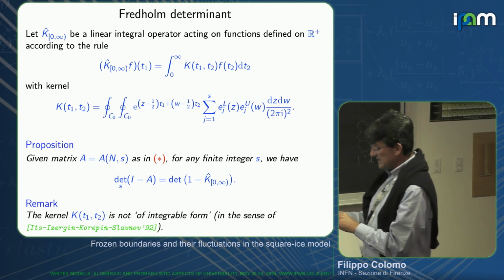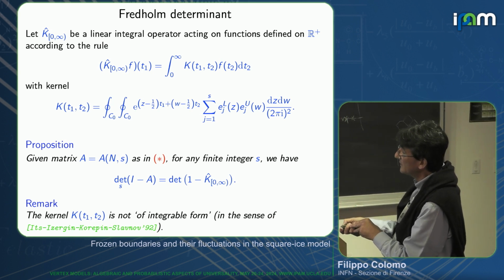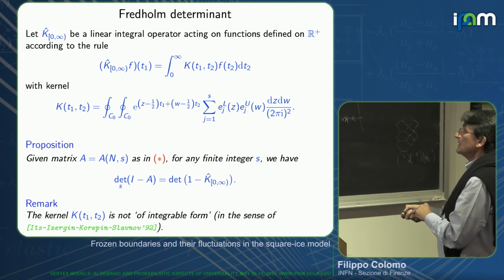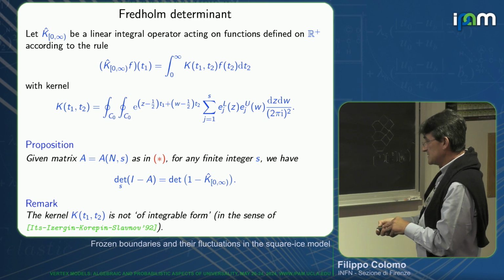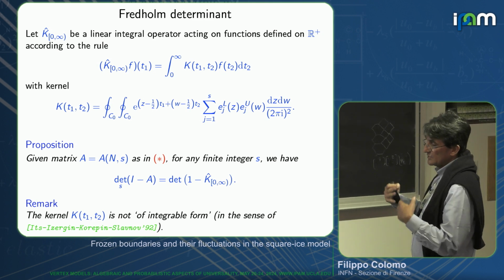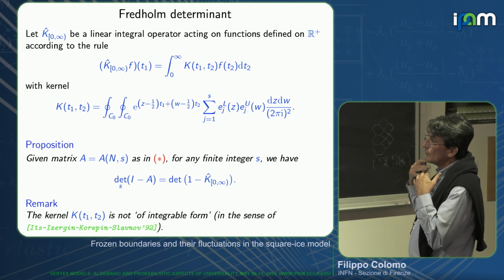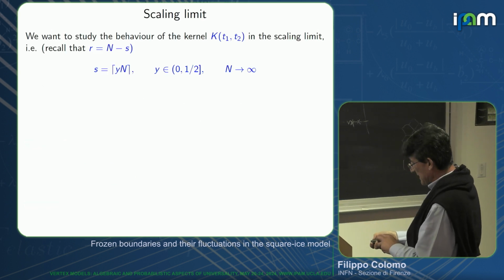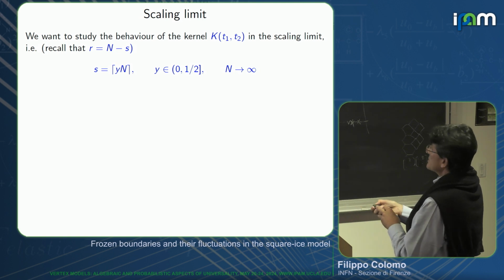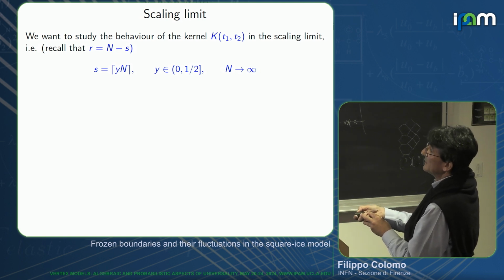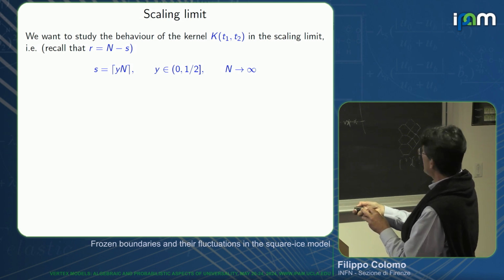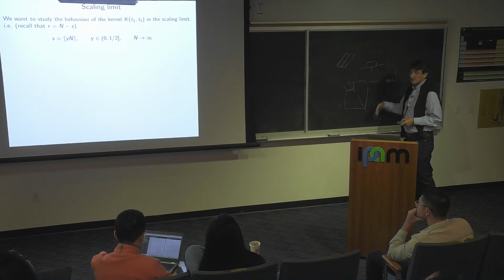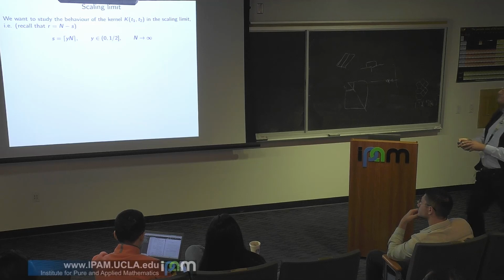For experts, let's just notice that this integral kernel is not of integrable form in the sense of its collaborator. This is a big problem if you want to compute a systematic asymptotics using Riemann-Hilbert problem, etc. But if you want to compute only the leading order, it's not really a big problem, as you will see, or as you already know. So to do the scaling limit, what do we do? We are on the square, so R is equal to n minus S. We introduce a scaling variable y, which is essentially the ratio between S, the size of the frozen square of the emptiness formation, and the size of the lattice. And y lives in 0, 1/2, because after this, everything vanishes.